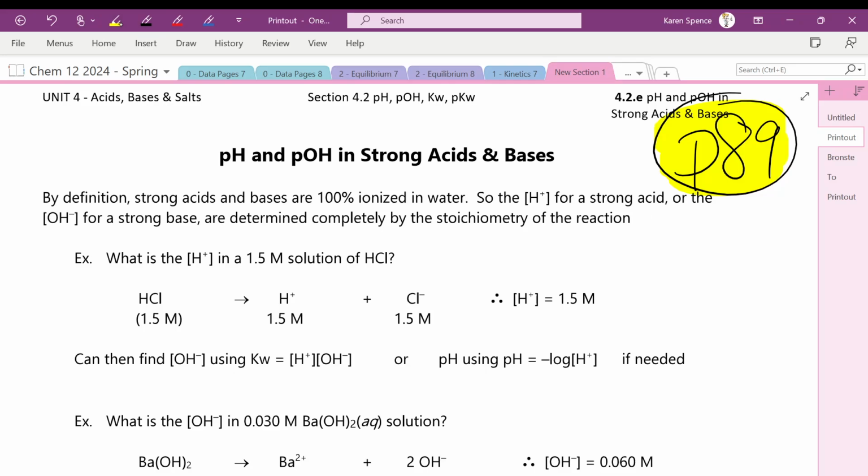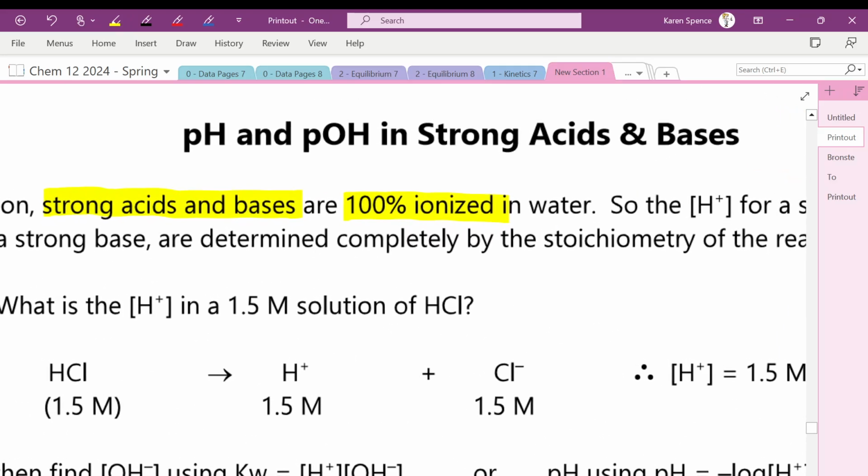So by definition, this is all about strong acids and bases on page 89. Strong acids and bases, what do we know about them? What do they do in water? 100% ionizes in water. Yes.